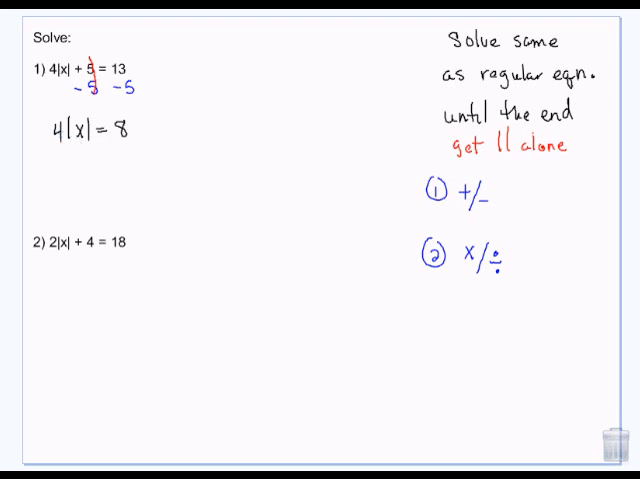Okay, now I have 4 times the absolute value of x. I don't want to know what 4 times is. I want to know what just 4 is. So I'm going to divide by 4, which will make these two 4s cancel. So the absolute value of x is equal to 2. So 2 and negative 2. So then I have x by itself, which is 2 or negative 2. So I get those two answers.